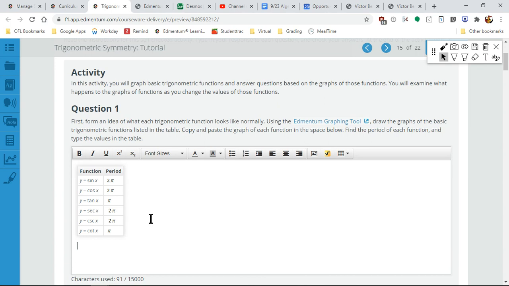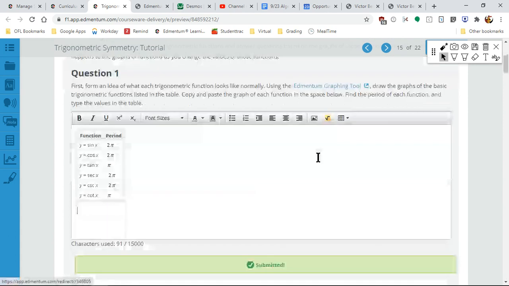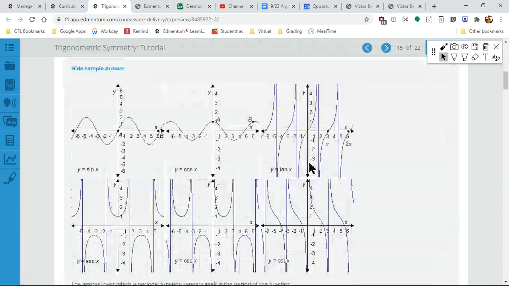Did you guys need me to go over how to do a picture? Or do you guys remember how to do it from here? Okay, cool.